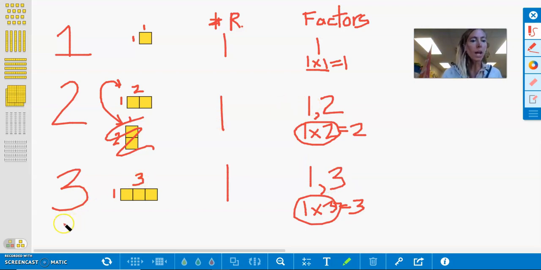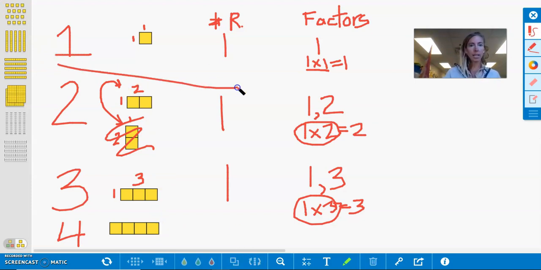Weirdness. All right, let's try one more number, and then I will tell you the definition of prime and whether these are prime or composite, okay? So here we go, the number 4. I'm going 1, and I need how many of these? I need 4 of them. 1, 2, 3, and 4. Okay, I have made my first rectangle, okay?